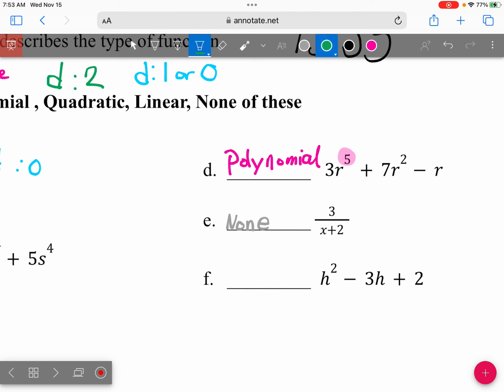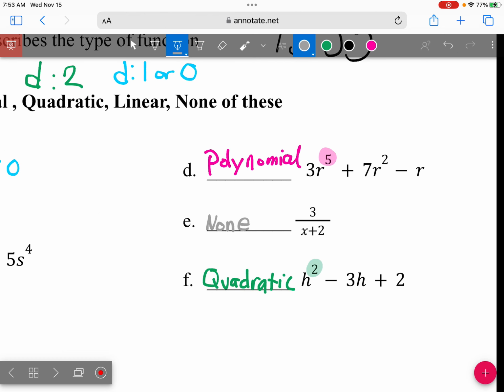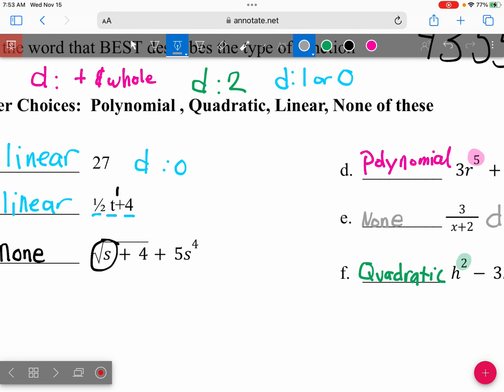How about for f? What is our degree? 2. So what name does this function get? Quadratic. This is a parabola. Okay, so this one was none because we divided by x. And this one was none because of the square root of a letter.